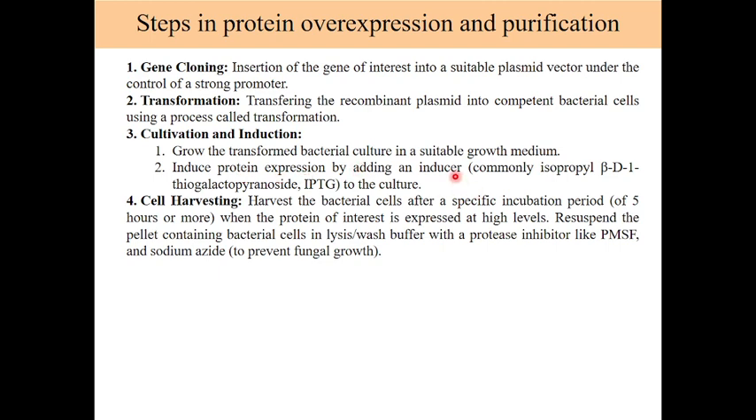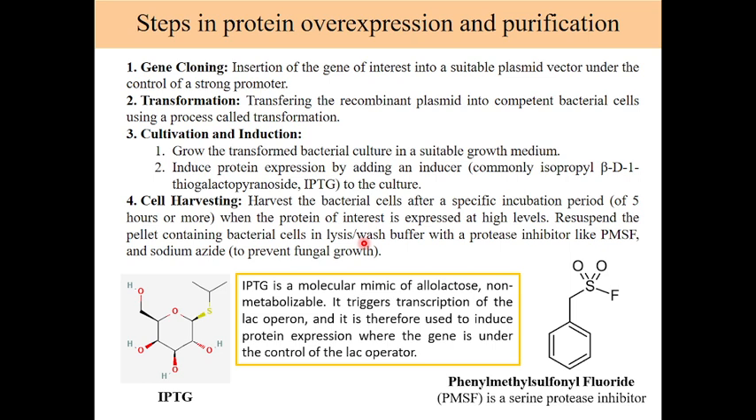This is IPTG, also called isopropyl beta-D-thiogalactopyranoside, and this is the inducer in this case, right? Similar to your lac operon. And then what happens? Cell harvesting, which means spinning down the cells in a centrifuge, after a specific incubation period of 5 hours or more, which is the amount of time it takes for the protein to get produced in large quantity, and then the protein of interest is expressed at high levels. So resuspend the pellets containing the bacterial cells in lysis or wash buffer with a protease inhibitor like PMSF and sodium azide to prevent microbial growth.